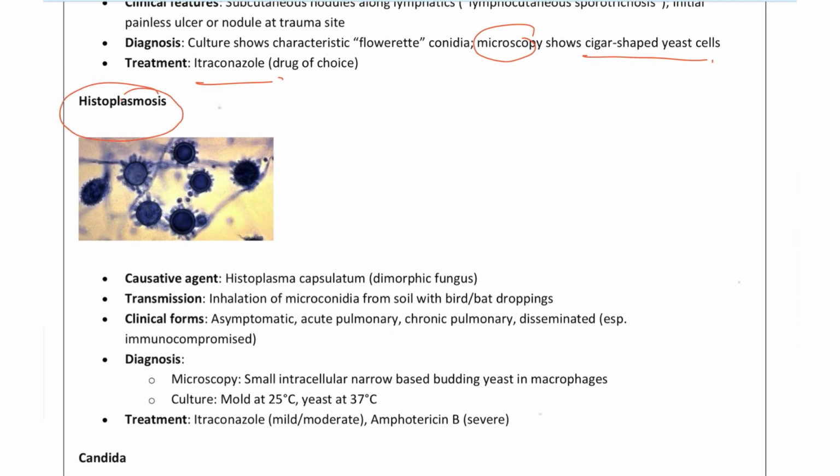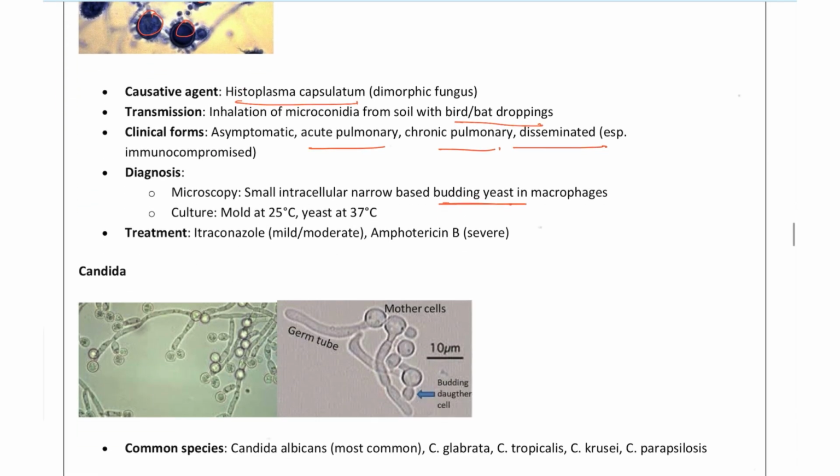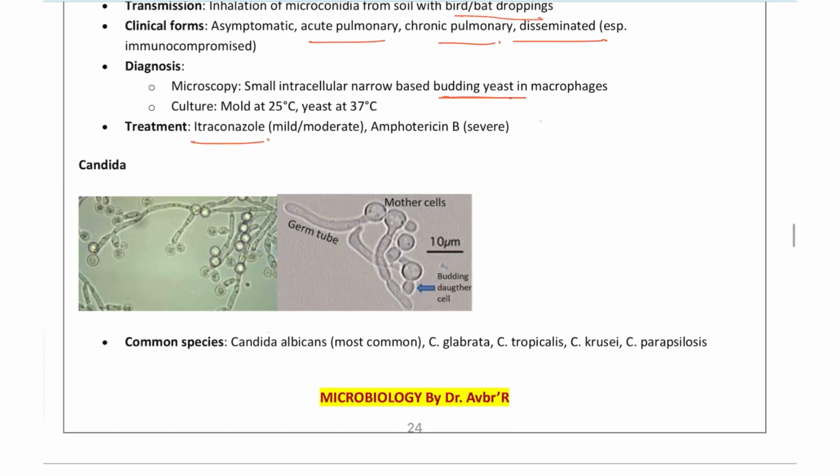Next, histoplasmosis. Histoplasmosis is due to Histoplasma capsulatum, a dimorphic fungus, acquired by inhalation of bird and bat droppings, causing acute pulmonary, chronic pulmonary, and complete systemic disease in this patient. You are going to see the dimorphic fungi with budding yeast, with a wheel-like appearance under the microscope, and the drug of choice is itraconazole.